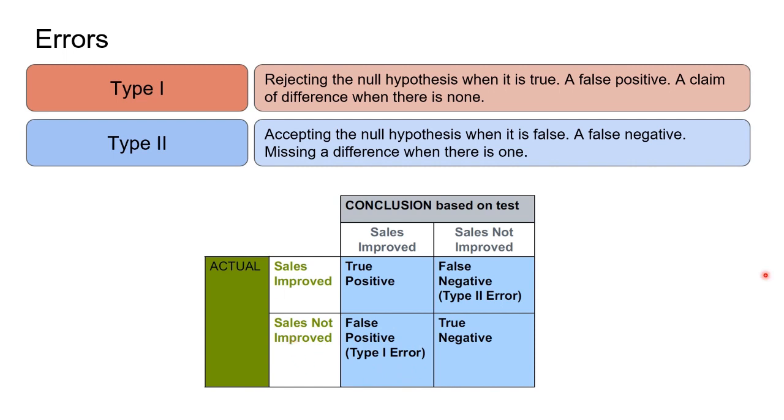The other type of error is type 2, when we accept the null hypothesis even though it is false. We have a false negative and we miss a difference when there is one. The example here would be to conclude that sales have not improved even though in fact they have. In other words, we have missed an opportunity.